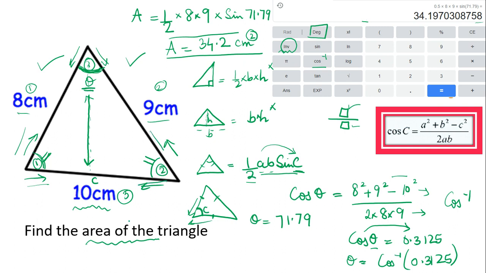Okay, so that's pretty much it. If you have any questions, any confusions, let me know in the comment section below. And also, if you want to recheck your answers, just try and find the other angles, and do the same method and find out the areas and let me know if you got the same answer.